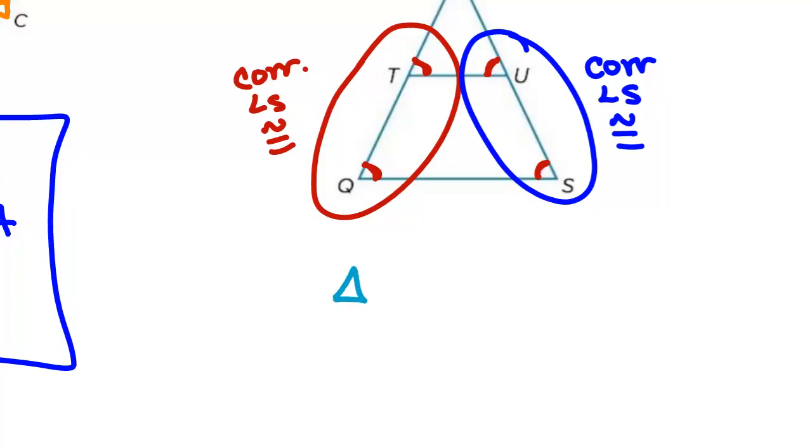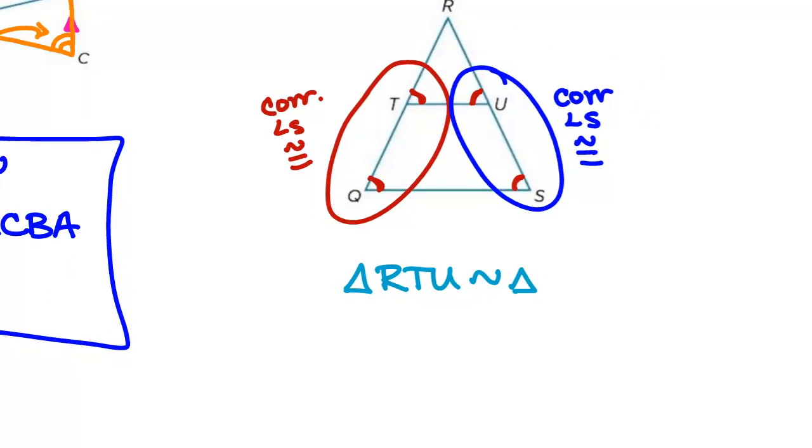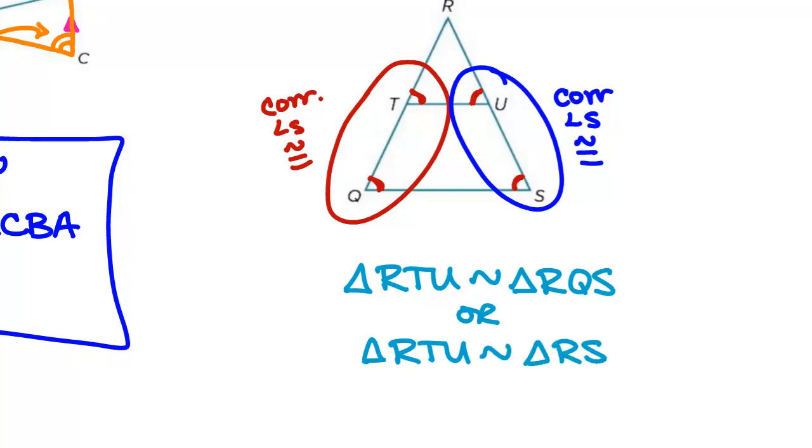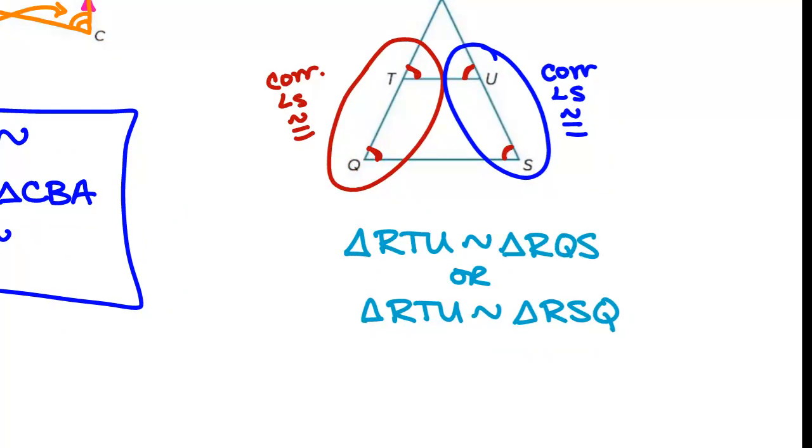All right, so let's name the little triangle first. Let's call that RTU. Triangle RTU is similar to triangle RQS. Or because those four angles are all congruent, we could say that RTU is similar to RSQ. Either one of those would work by angle-angle similarity.